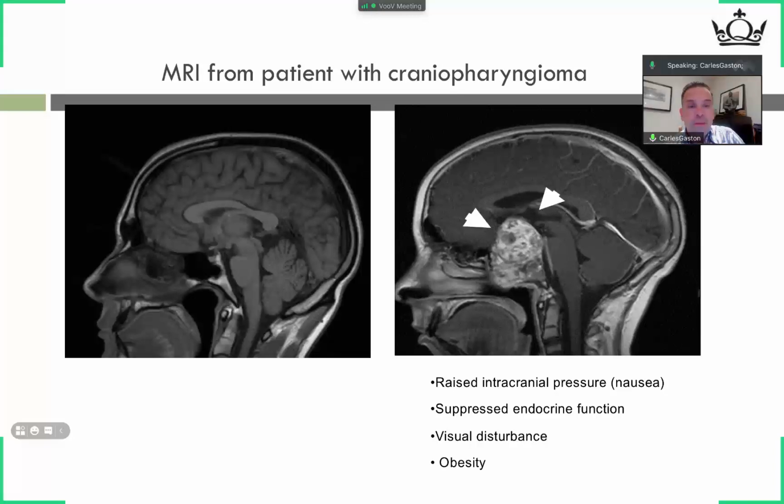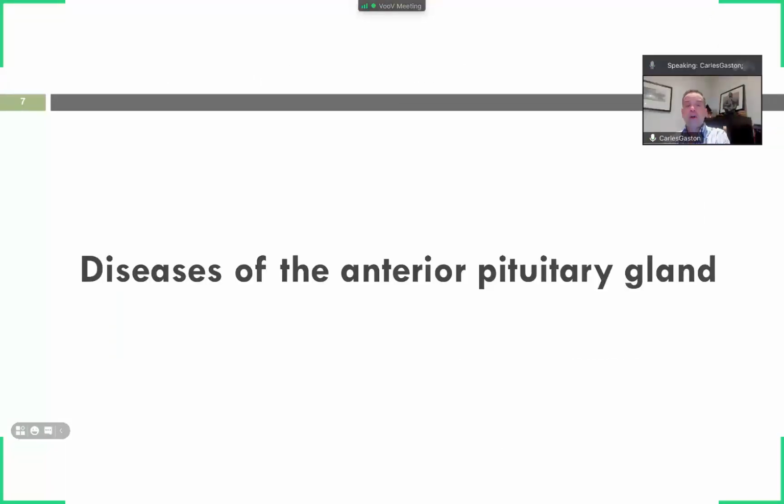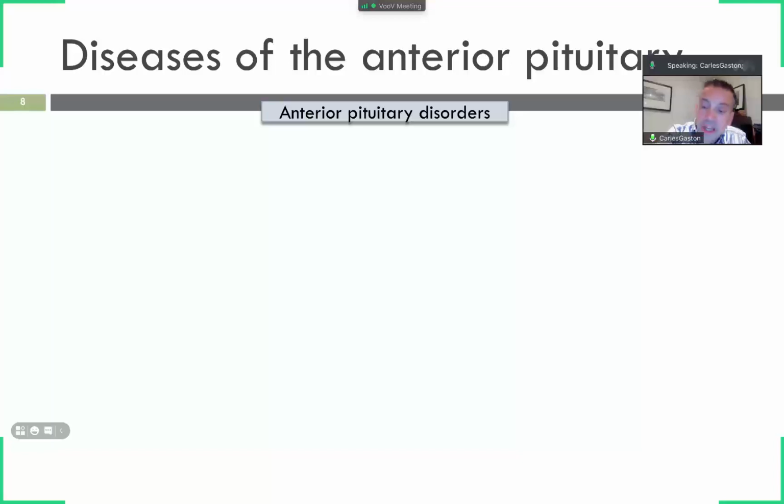So normally the tumors present with raised intracranial pressure due to growth, obviously, of the tumor within the brain, headaches, suppressed endocrine dysfunction, visual disturbance, and obesity. So, the diseases of the anterior pituitary gland, because obviously there is the anterior pituitary gland and there is the posterior pituitary gland. So things are not as easy as they may seem. This is a general drawing explaining all the anterior pituitary disorders that you must know.